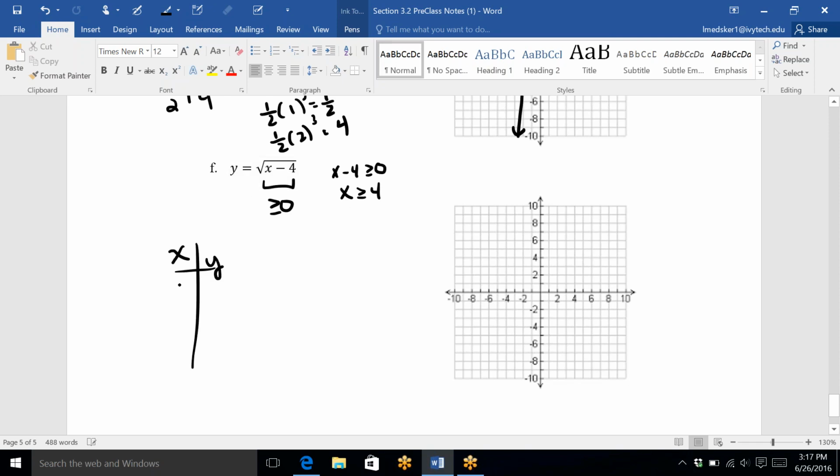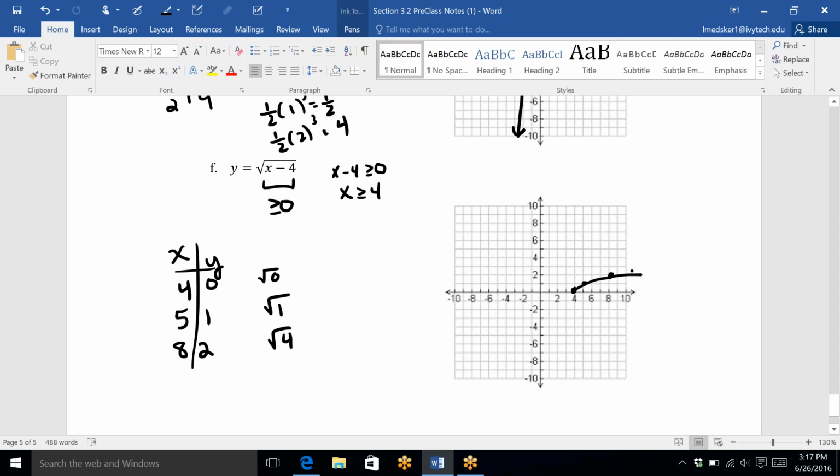So I would start with 4, and let's just do 5. I wouldn't plug in 6 because that would give me square root of 2. 7 would give me square root of 3. 8 would work because we'd get a square root of 4, because 8 minus 4. So 4 minus 4 would be square root of 0, which is just 0. 5 minus 4 would be square root of 1, which is 1. And 8 minus 4 would be square root of 4, which is 2. So 4, 0; 5, 1; and 8, 2.